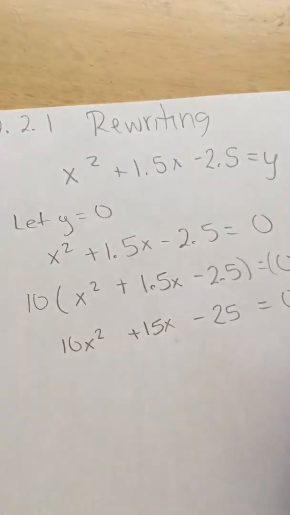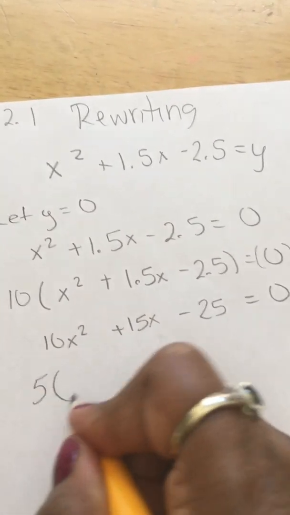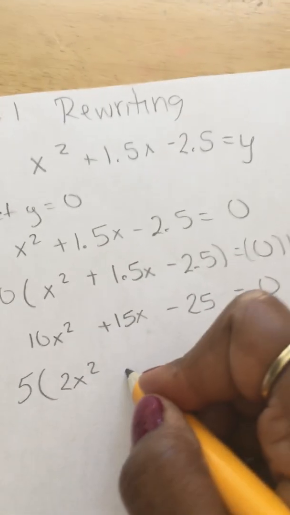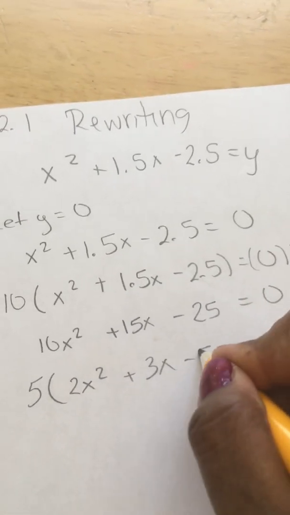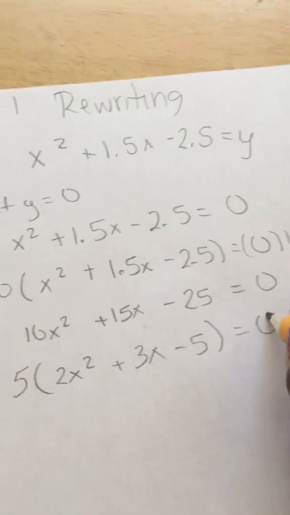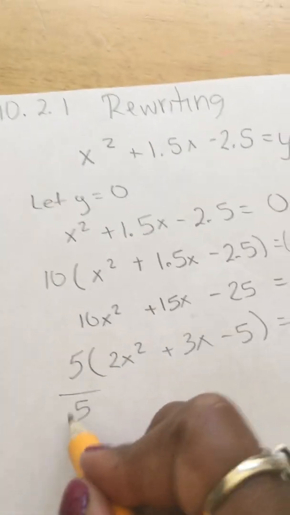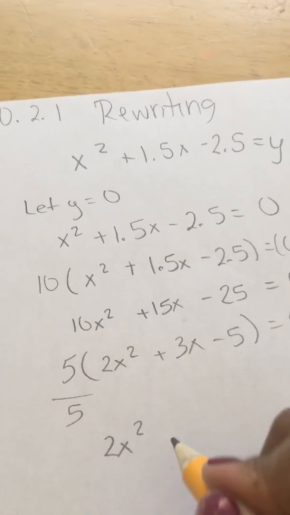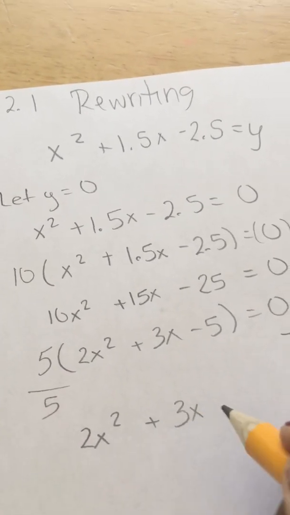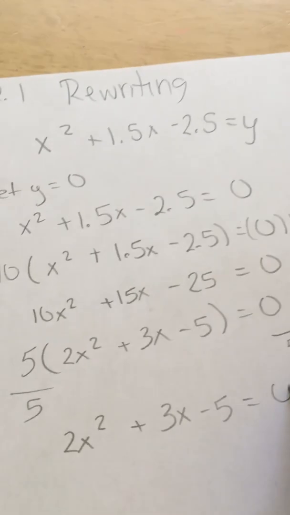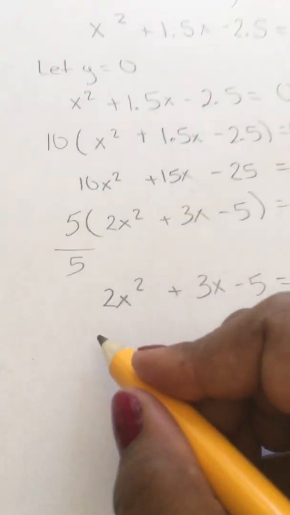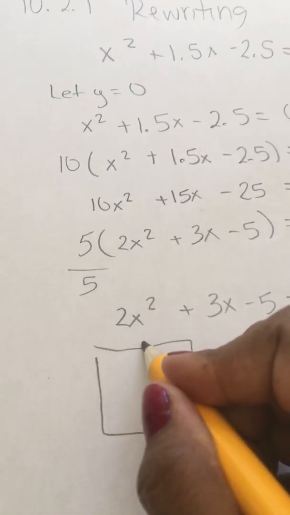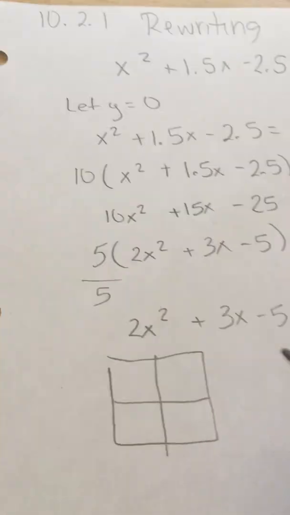Now, all these can divide by 5, so let's divide by 5. 5 times 2x squared plus 3x minus 5 equals 0. Get rid of that 5 right now. Just divide by 5 so it doesn't come back to bother us. We have 2x squared plus 3x minus 5 equals 0. This can factor. Use your box and diamond. In fact, we have to factor because that's what the directions said.